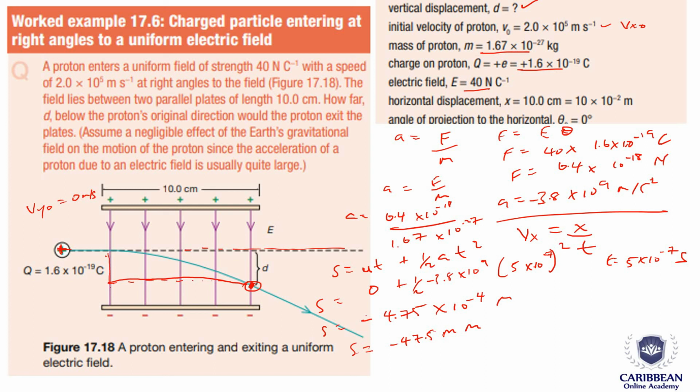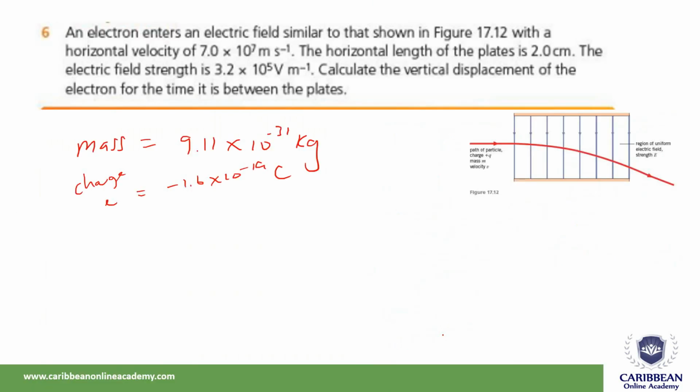So you have to go back over these types of problems, understand what we did, how we can find this, how we can find that. All right. Here's a question that you can try for yourself. It's a similar type of question. It says calculate the vertical displacement of the electron for the time that it is between the plates. If it's between the plates for a particular time, then at some point it's not going to be between the plates. So you can find that for yourself.